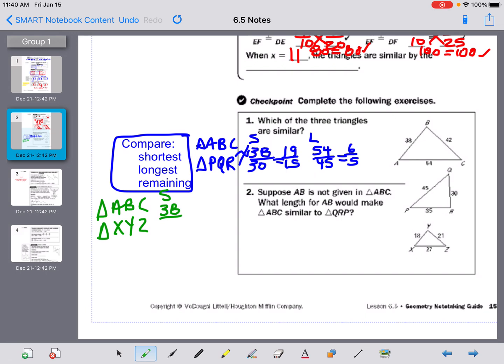XYZ shortest side is 18. I can divide both by 2, and I get 1 over 9. So far, so good. Okay, let's go to the longest side. Longest side on ABC is 54. Longest side on XYZ is 27. I can divide both by 27, and I get 2 over 1. Is there any way these are going to be equal? No. So these two are not similar. Okay, ABC is not a good triangle for me.